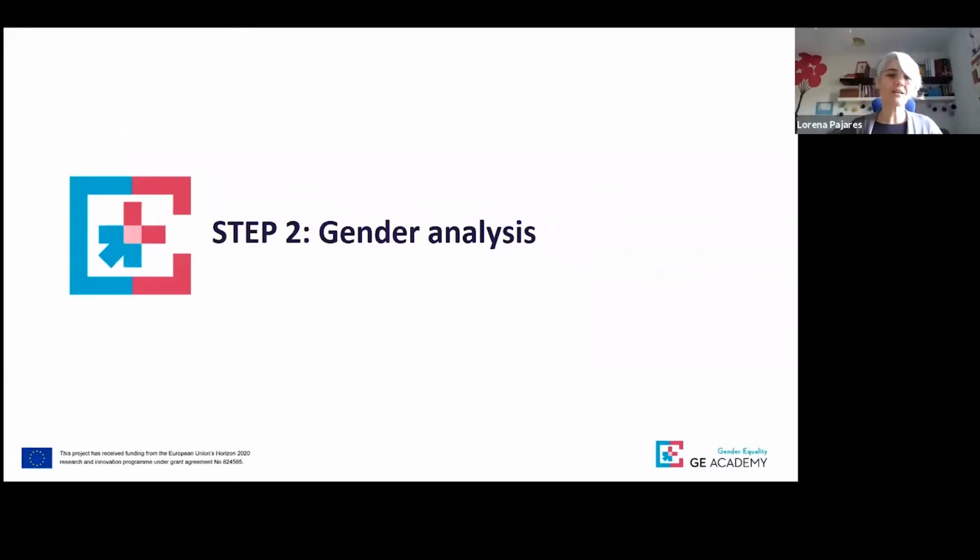Okay, having done that, we have done our first steps. We have set up our gender equality hub, our map of factors. We have more or less clear what's going to be the road. So we should go into our second step, which is focused on assessing the state of play of the institution.